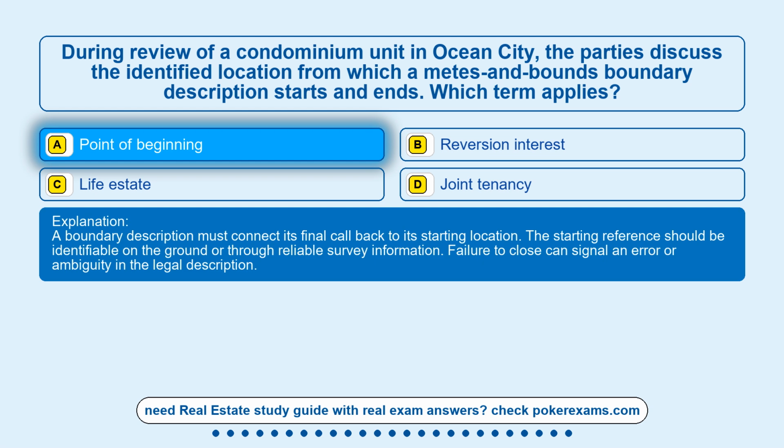A boundary description must connect its final call back to its starting location. The starting reference should be identifiable on the ground or through reliable survey information. Failure to close can signal an error or ambiguity in the legal description.